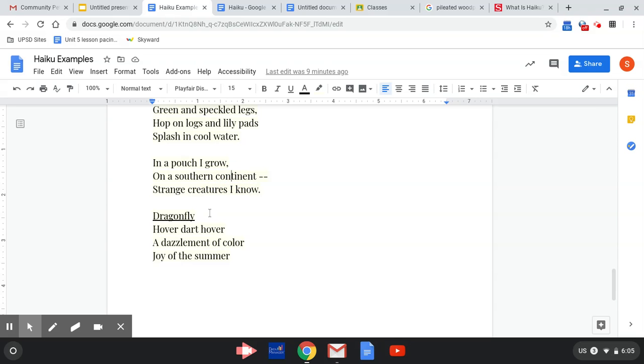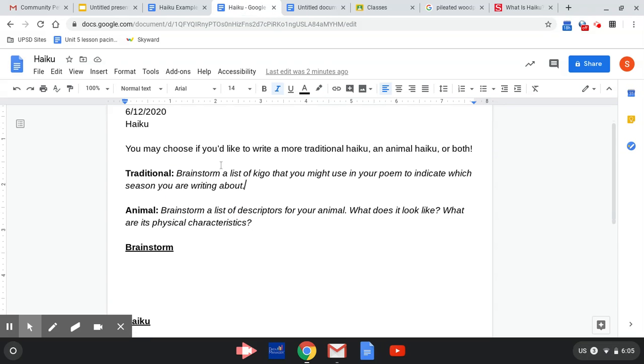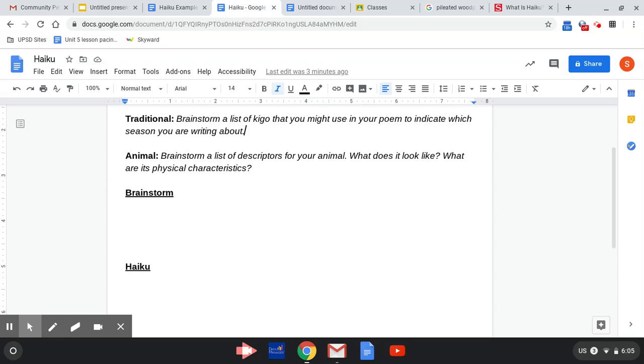And then here's this last one, dragonfly. Hover, dart, hover. A dazzlement of color. Joy of this summer. Ooh, I like that one. It kind of has a little rhyme scheme going on there. Some good rhythm. Okay, so anyways, we need to go back to our brainstorming sheet.